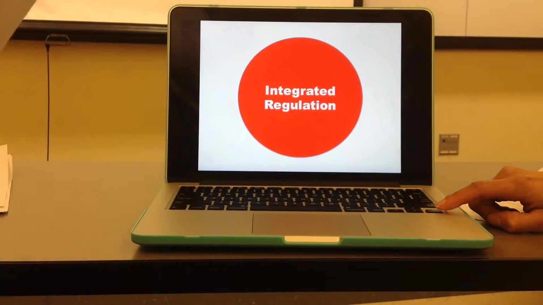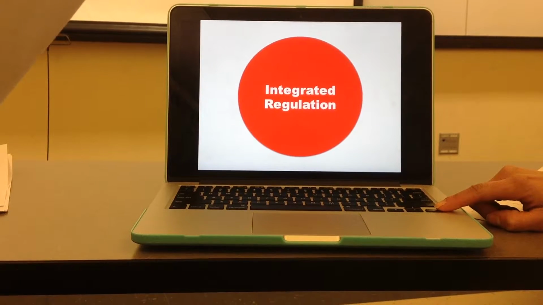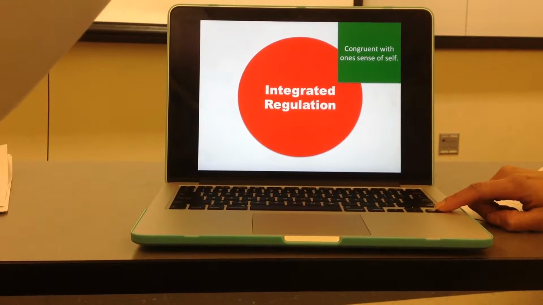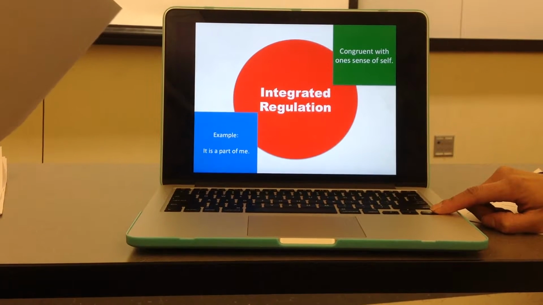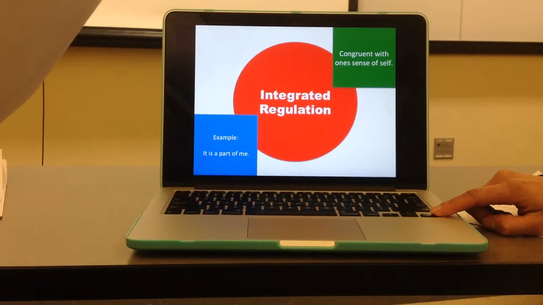The last subcategory is integrated regulation. It is defined as motivation due to it being congruent with one's sense of self. An example is, it is a part of me. An additional example is, a person who attends church because he or she believes the act aligns with his personal belief. He attends because it feels right and is suitable for him.